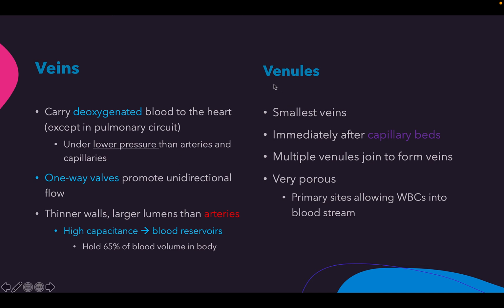And similar to arterioles, venules are the smallest veins, which are immediately after the capillary beds. Multiple venules will join to form veins, and they are incredibly porous. They're just like the capillaries, so they're the primary sites that allow white blood cells back into the bloodstream from tissues and lymph tissue.